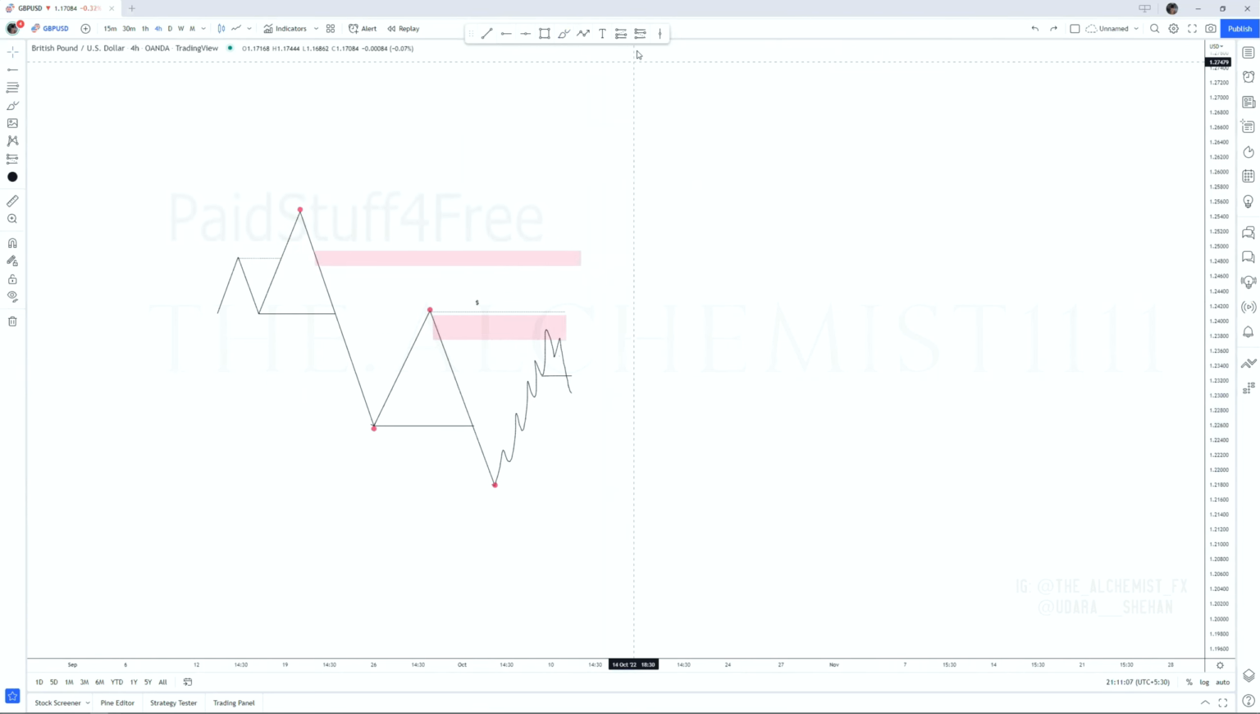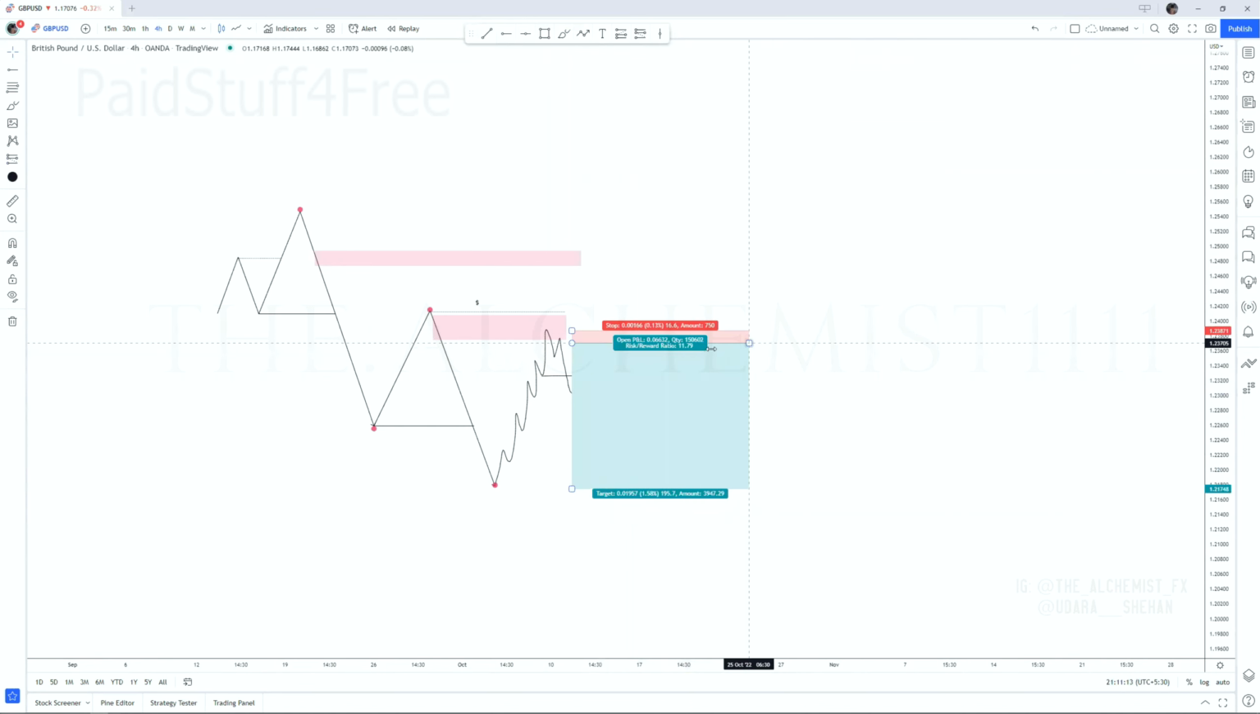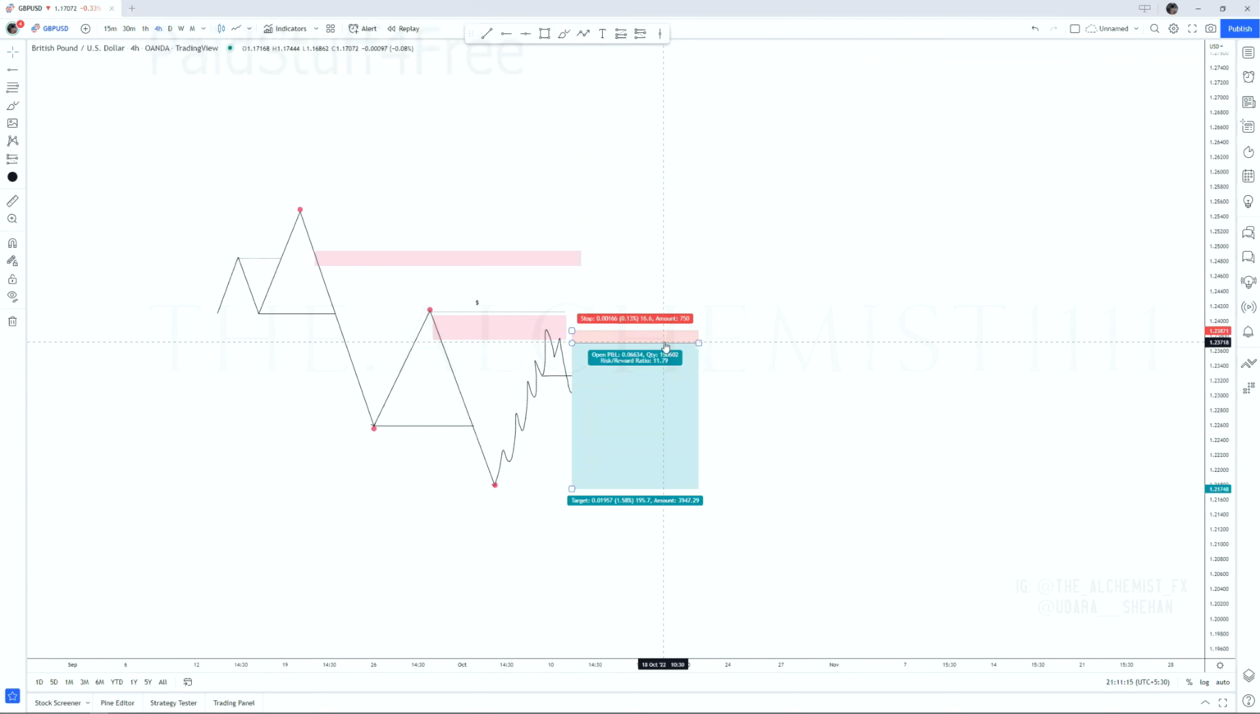So what they would do is once it goes back up, they'll sell it, stop loss above that newly created high, and they'll target lower prices once again. So that way they can increase the risk to reward, right? So this is what the majority of the traders would do. We know that.